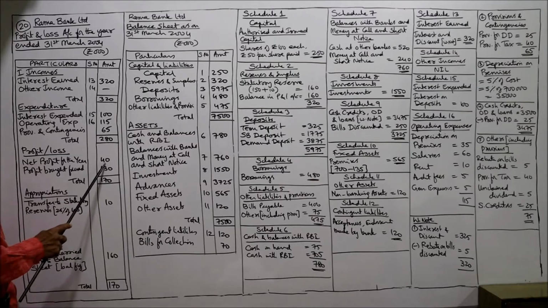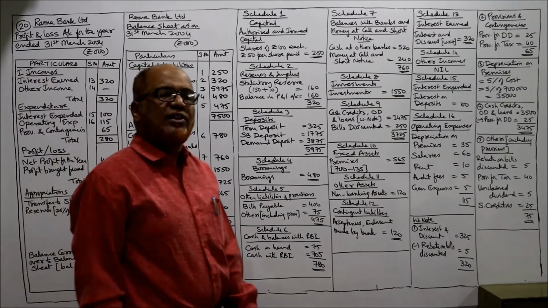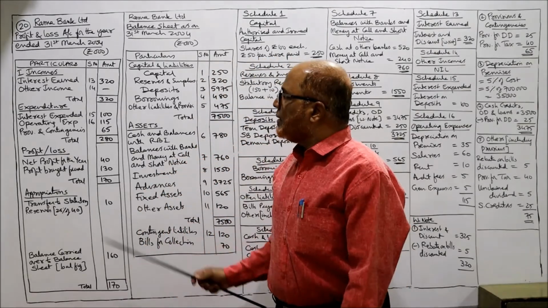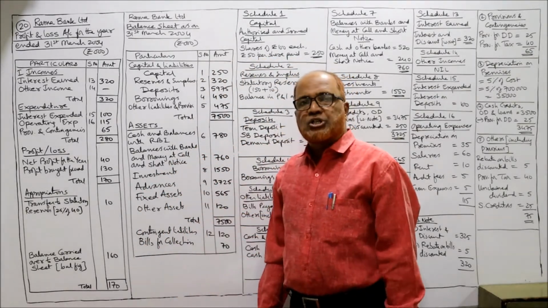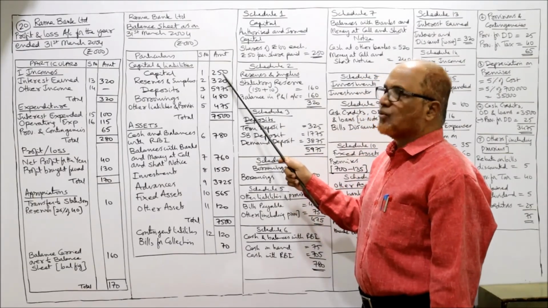Current year's profit is 40. So 25% of 40 is 10. So 170 minus 10, the remaining balance is 160. 160 is the balance carried over to the balance sheet. So we have completed the profit and loss account. Now I am discussing the balance sheet. Schedule number 1, 250. I have taken 250.